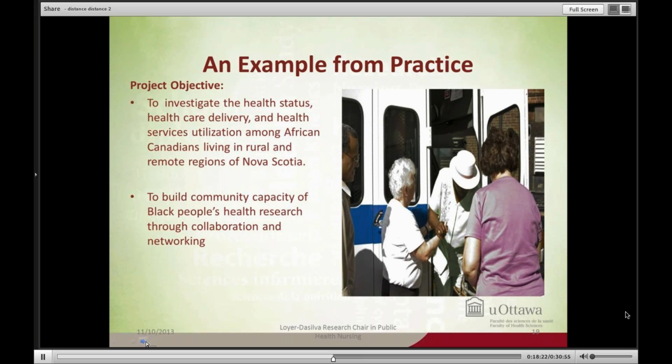It was an academic, policy, and community collaboration, involving government, the Ministry of Health, and the academic community. So we had academic researchers, we had people from a policy background working with the government, and we also had local people in the community coming together to develop this project.